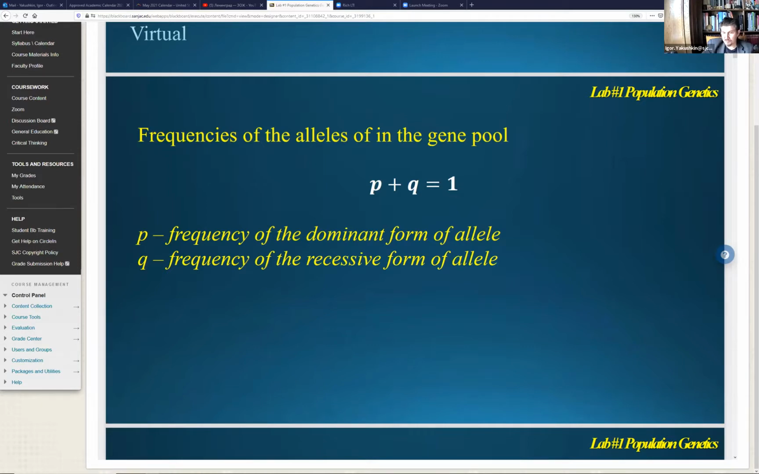Changes in the genetic frequencies from generation to generation. Evolution is the process of changing in genetic frequencies from generation to generation. All right? And this is where we will be talking today about the frequencies, the alleles P and Q, and P plus Q is equal to 1. I will explain momentarily. So far, so good?